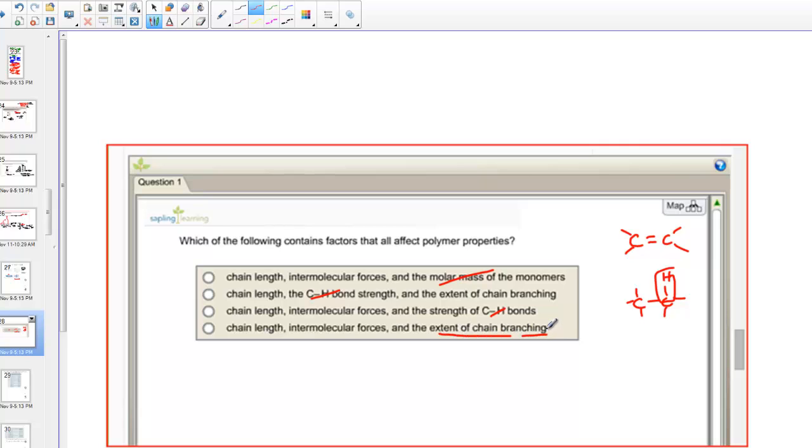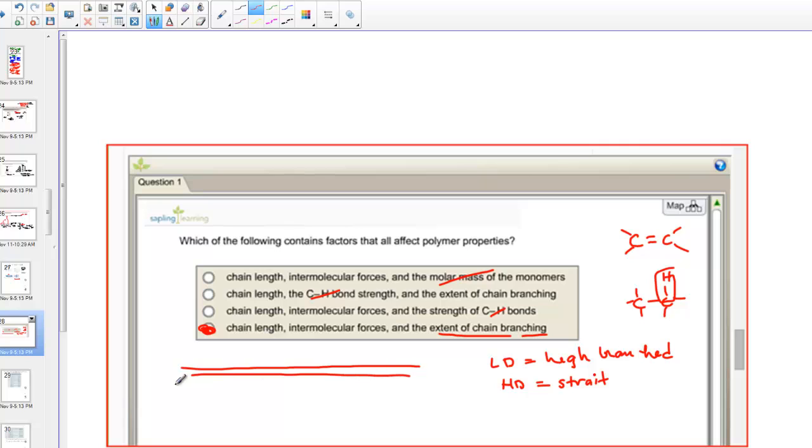More branching is low density. Low density is lots and lots of branching, preventing any type of structure, and high density is very straight chained. And so for chain length, the longer the chain, the more opportunity we have to set up greater attractions known as dispersions. Those dispersion forces are the intermolecular attractions, and I want to prevent branching if I want the structure to be very rigid and strong.